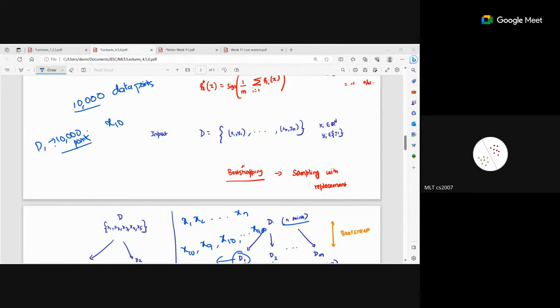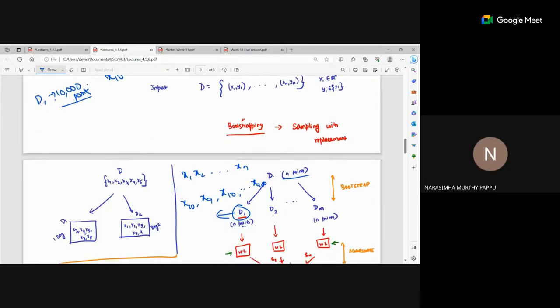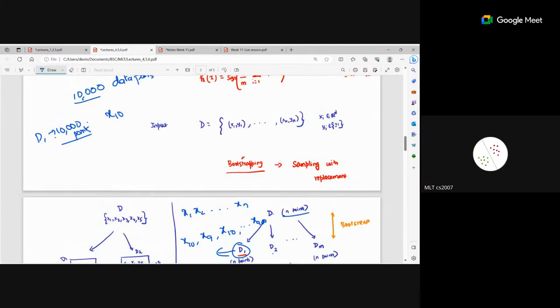Similarly, you create M number of bags. Each bag is a sample with replacement. The total number is the same, but the individual points in each data set, D1 and so on to DM, need not be the same. There is a very high chance that they won't be. This could also mean there may be points which never show up in any of the bags. That's totally possible.